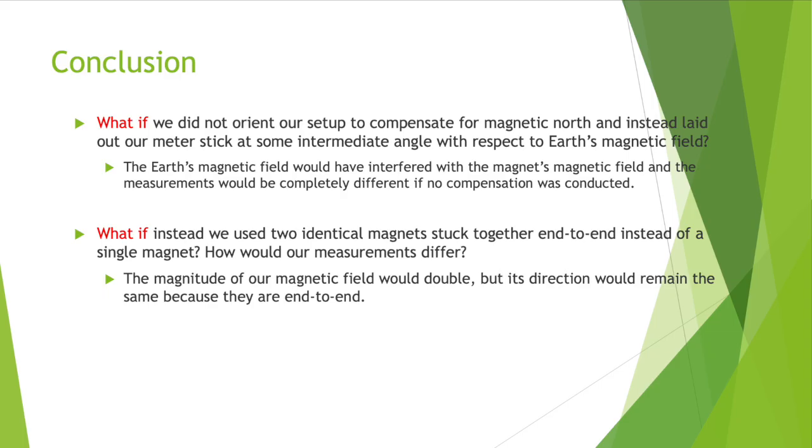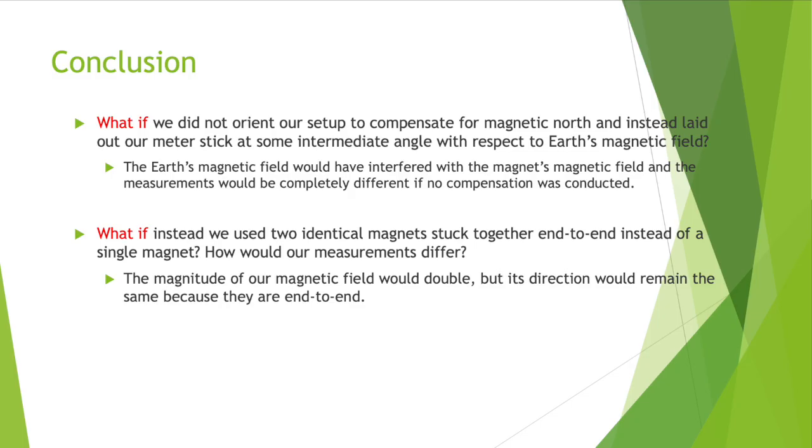Here are some what-if questions. What if we did not orient our setup to compensate for magnetic north and instead laid out our meter stick at some intermediate angle? The Earth's magnetic field would have interfered with our magnet's magnetic field, and the measurements would be completely different and a lot harder to understand.